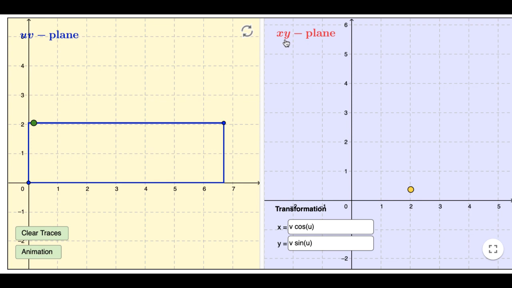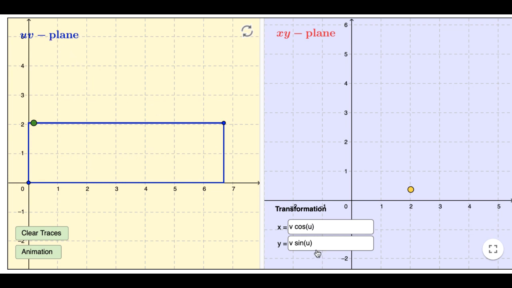Let me show you an animation illustrating the different coordinates, how they look on the xy plane, and how they would look if you made a different plane where one of the axes is the u axis and the other axis is the v axis. So this is called the uv plane in general.